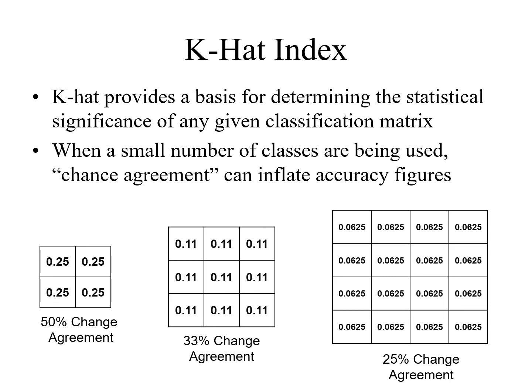Okay, now we're going to talk about the k-hat index. And k-hat just means that there's a little bar over the k, but I don't write that in, I just say k-hat. So we run into a problem when we have a small number of classes, okay? Because there's a chance agreement that can inflate our accuracy figures.